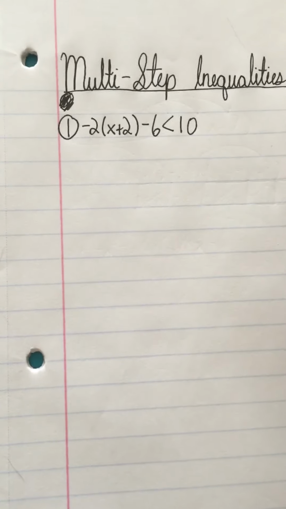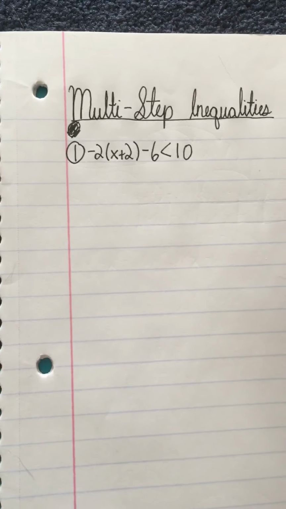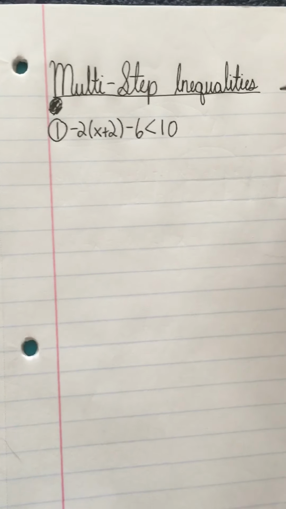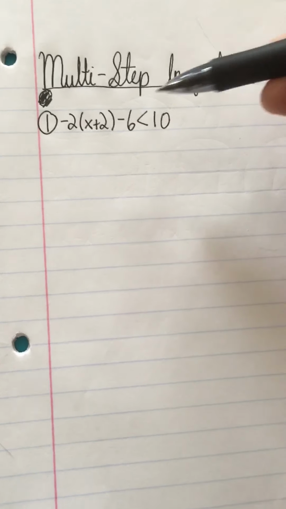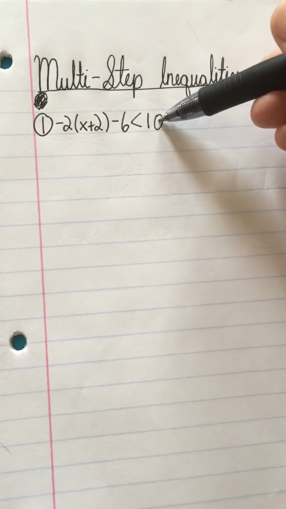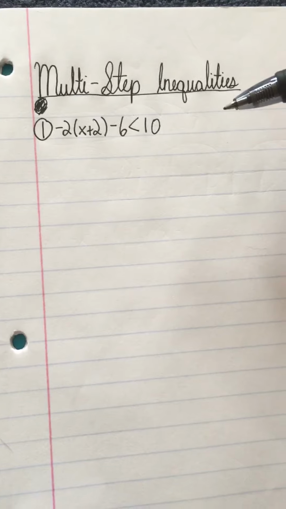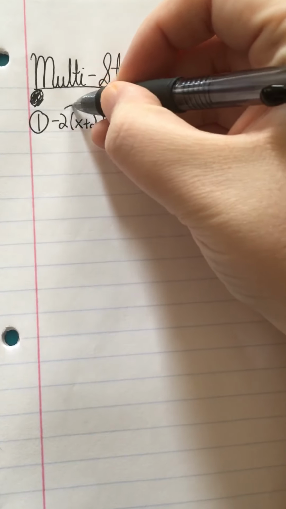So, for this first one, -2 times the quantity of x plus 2 minus 6 is less than 10. You could, for your first step, move this 6 over here, but I personally am going to wait because I like to move things all at once. But that's the beauty of algebra. If you did that first, that's totally okay. So I'm going to distribute this -2 first.